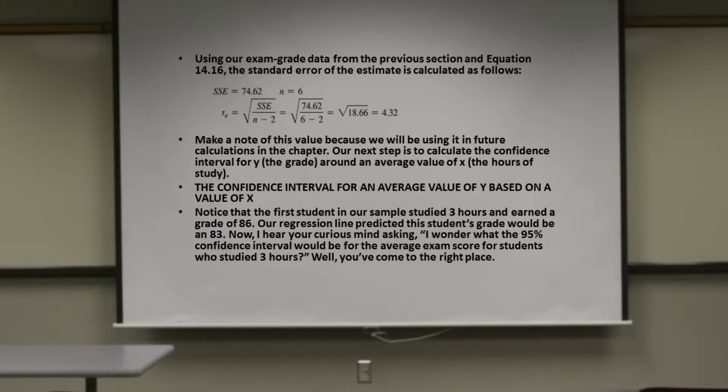Our next step is to calculate the confidence interval for Y, or the grade, around an average value of X, or the hours of study. The confidence interval for an average value of Y based on a value of X. Notice that the first student in our sample studied 3 hours and earned a grade of 86. Our regression line predicted the student's grade would be an 83.